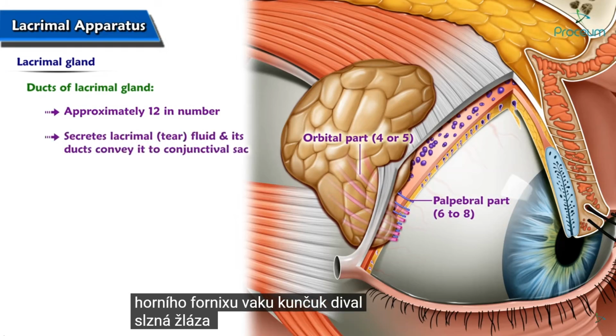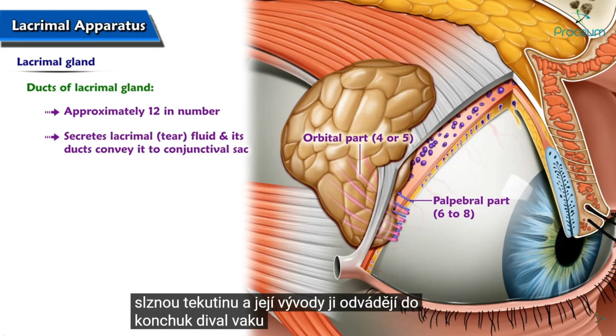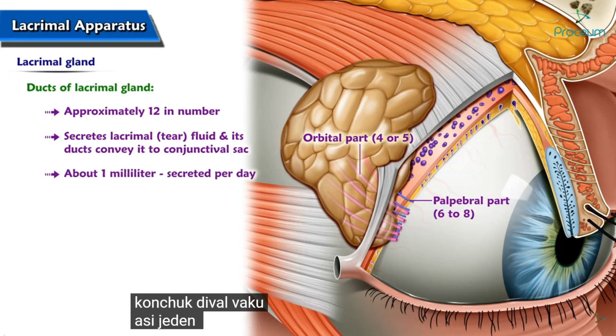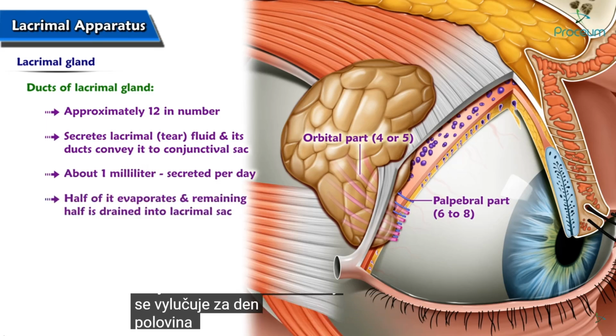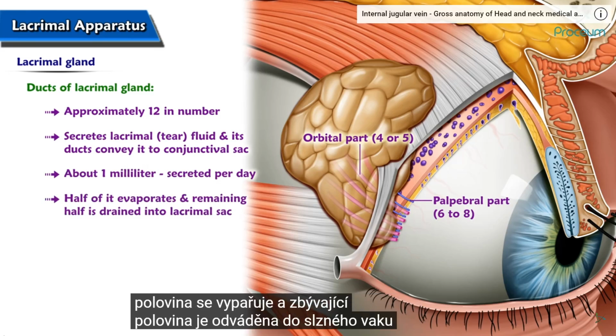Lacrimal gland secretes the lacrimal tear fluid, and its ducts convey it to the conjunctival sac. About 1 milliliter of lacrimal fluid is secreted per day. Half of it evaporates, and the remaining half is drained into the lacrimal sac.